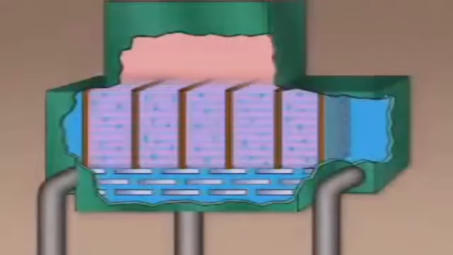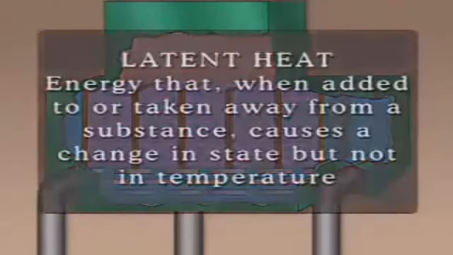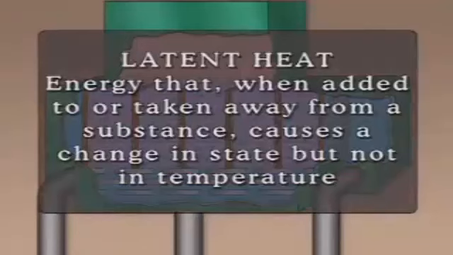In a circulating water system, cool water is pumped through tubes inside the condenser to absorb latent heat from the exhaust steam and cause the steam to condense. Latent heat, as you may know, is energy that when it's added to or taken away from a substance causes a change in the state of the substance but doesn't change the temperature of the substance.